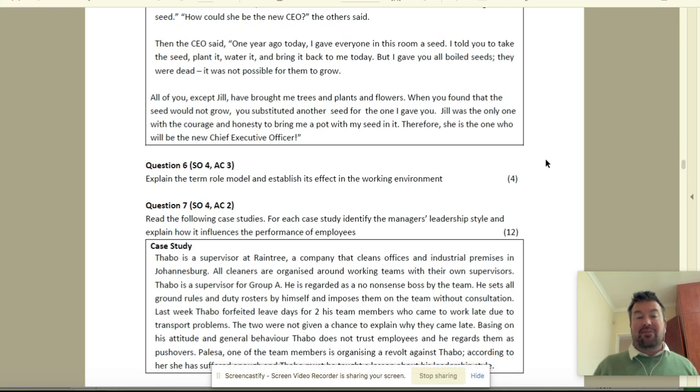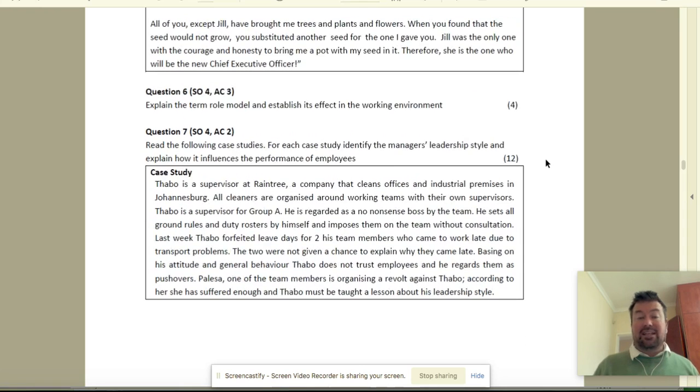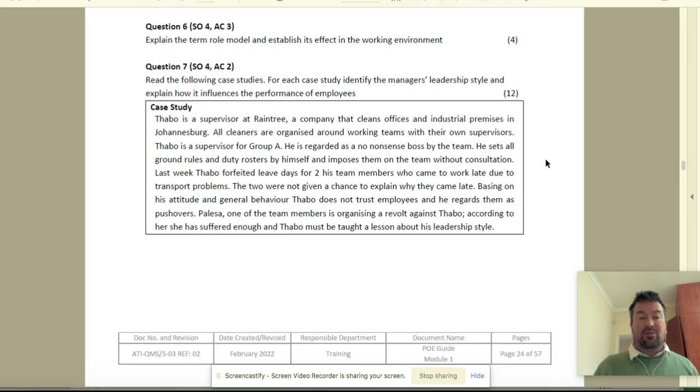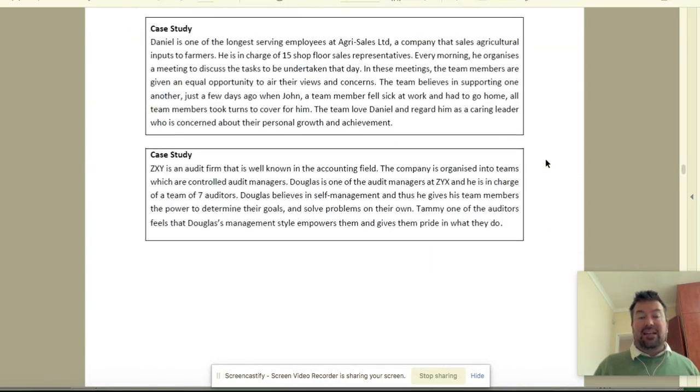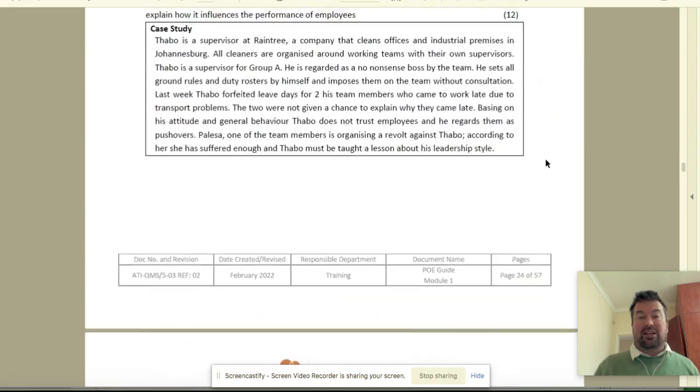Okay, question number 7. So now it also goes into some case studies. So now you need to look at the leadership style again. Autocratic, democratic, laissez-faire, and results-driven. Which one of these is being played out in this specific case study. So question 7, you'll see a case study, another case study, and a third case study.